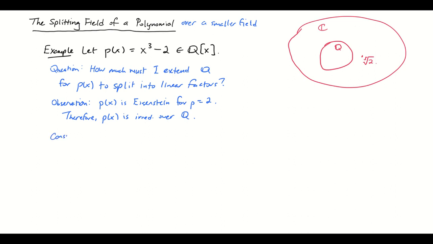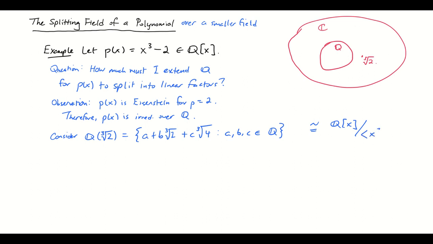So consider Q adjoin the cube root of 2. And that's going to be the set of all a plus b cube root of 2 plus c cube root of 4, that's the cube root of 2 squared, where a, b, and c are rational. How do I know? I know that this is what this extension looks like because this is isomorphic to Q adjoin x modulo the ideal generated by x cubed minus 2.